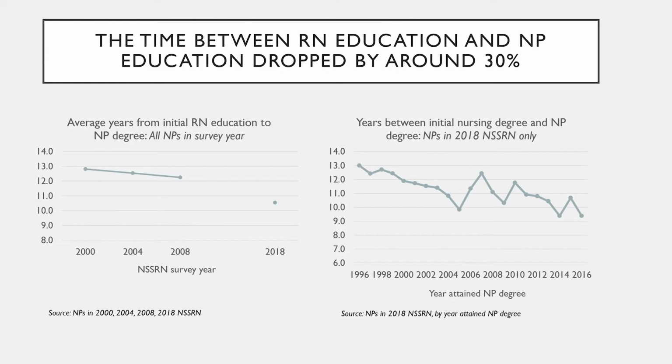And then on the right, if you just look at the 2018, the new NSSRN, which has an oversample of NPs, so there's so many of them, you can do this very well. And just ask among those working in 2018, go back to find in the survey when they became an NP, then go back and find when they became an RN and test the difference between the two. You see kind of the same thing, that drop from about a 13-year gap to around a 9-year gap.